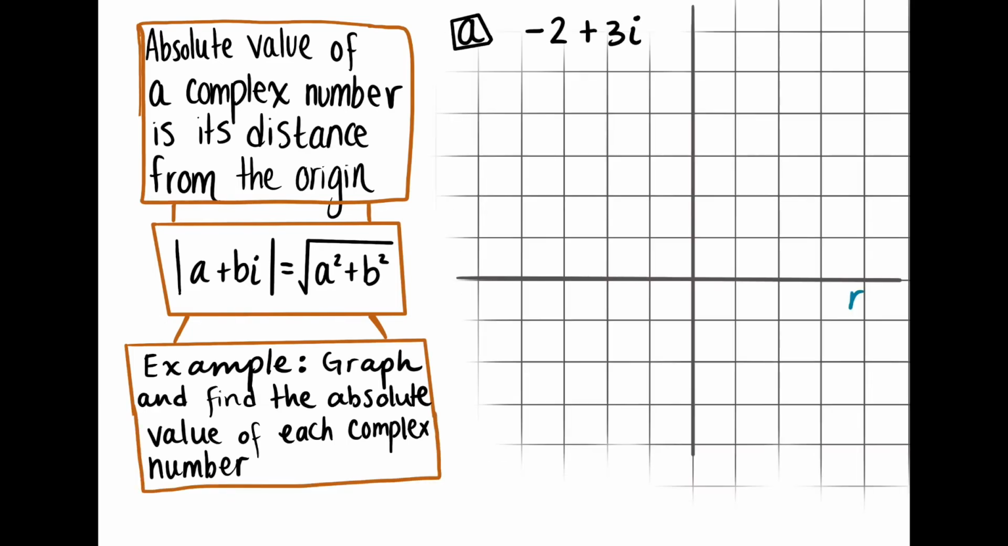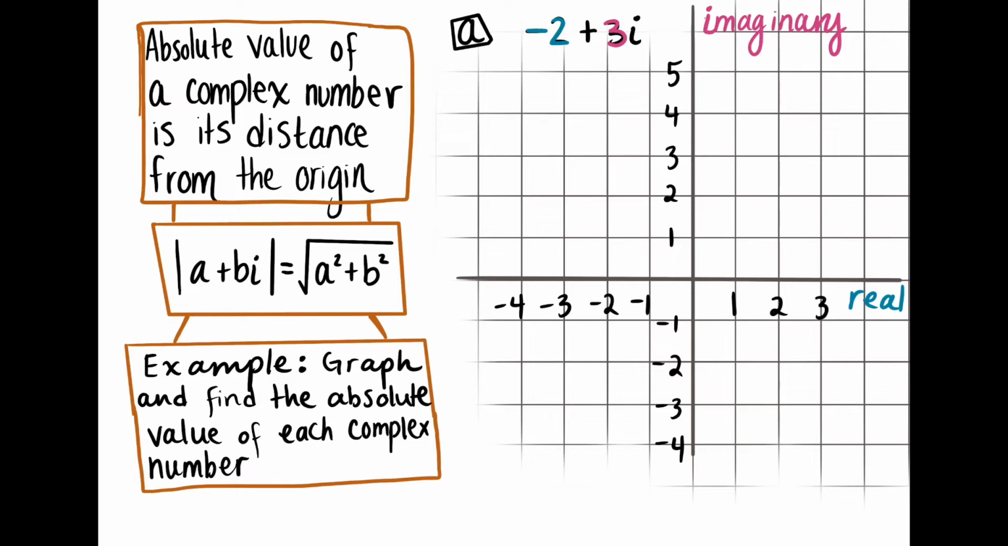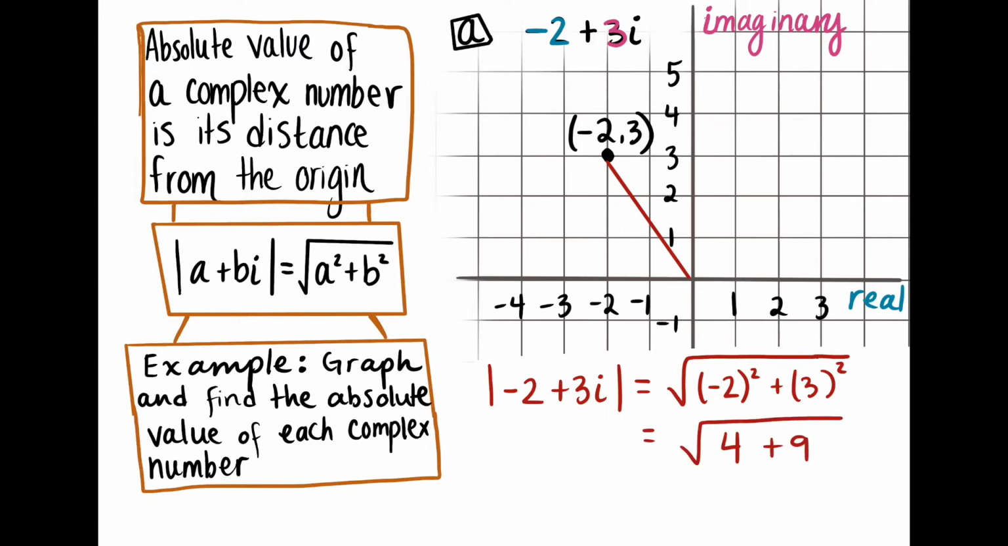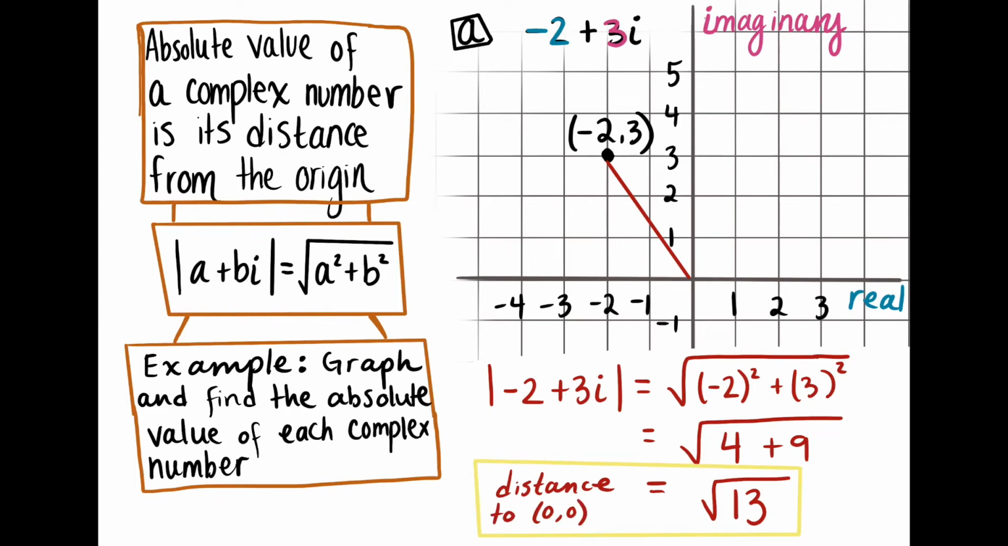So if we have negative 2 plus 3i, first let's take a look at what happens graphically. Negative 2, 3 is my point, and I'm looking for the distance all the way to the origin, so 0, 0. So using my formula, I take the square root of negative 2 squared plus 3 squared, which gives me 4 plus 9. That means the distance from my point to the origin is the square root of 13.